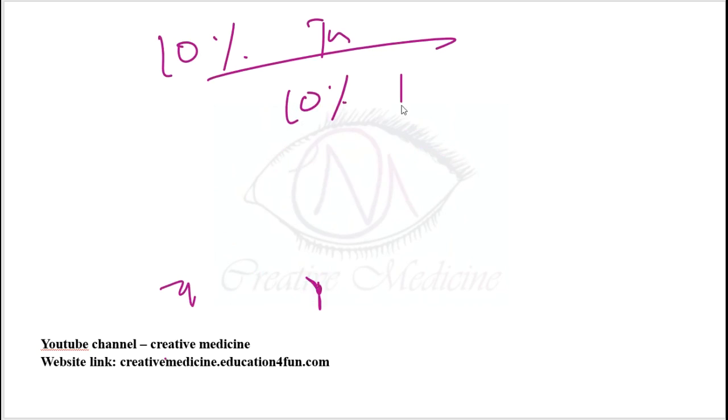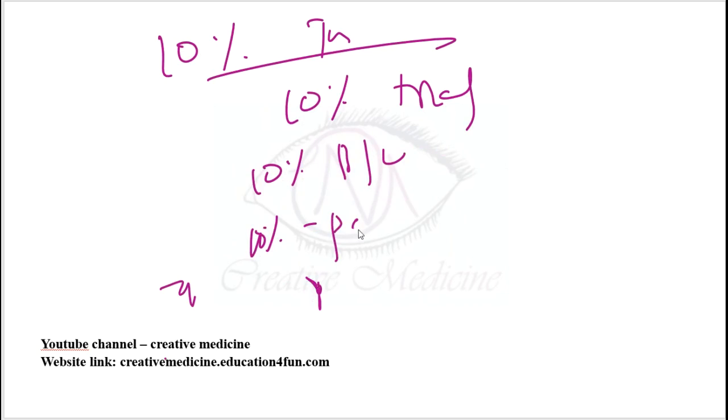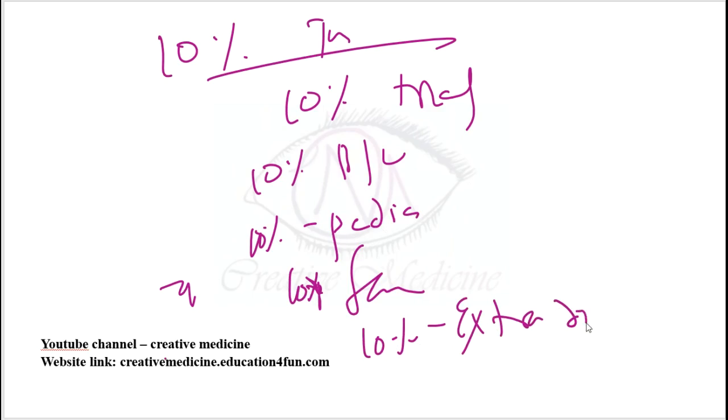Why is it called the 10% tumor? It is 10% malignant, 10% bilateral, 10% seen in the pediatric population, 10% familial, and also 10% extra-adrenal. So we call it the 10% tumor.